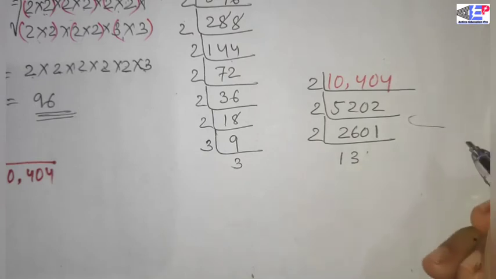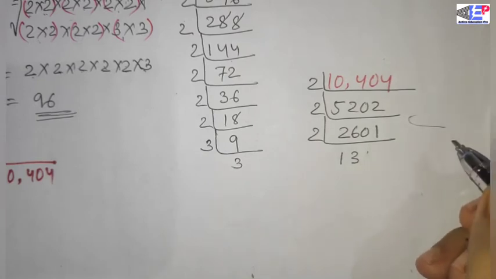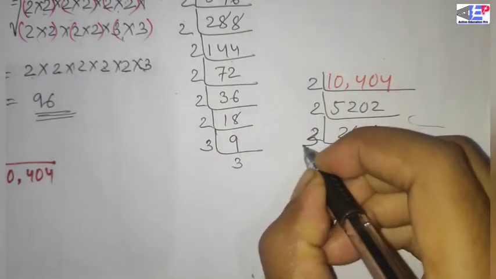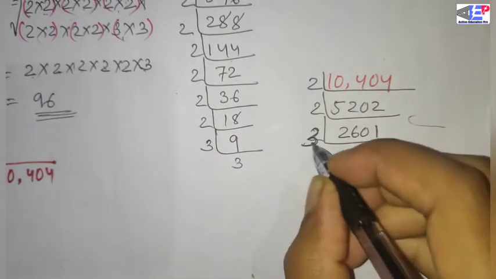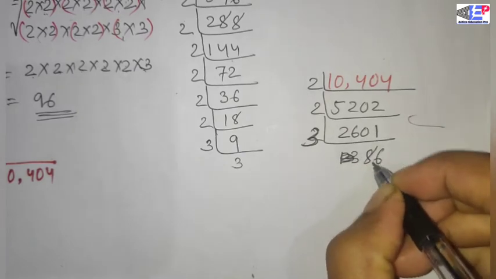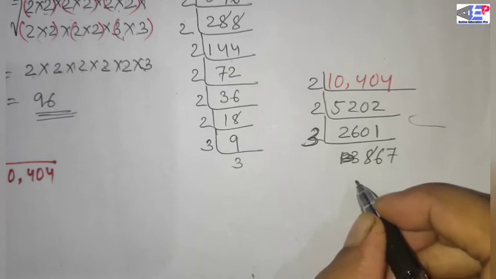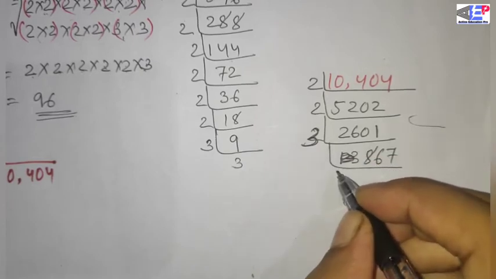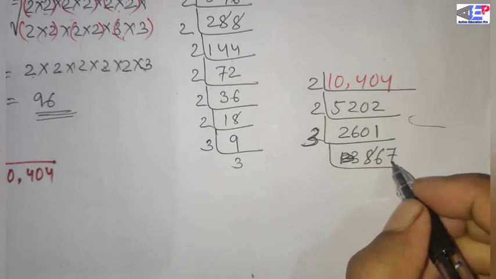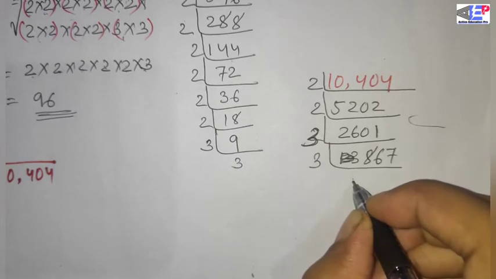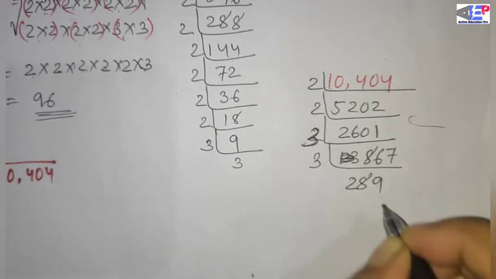2601 contains 1 at its unit place. 1 is an odd number, so it cannot be divisible by 2. So let's try the number 3. Here 3 eights are 24, 3 sixes are 18, 3 sevens are 21, giving 867. Then let's check again for 3 because it cannot be divisible by 2, and we get 289.